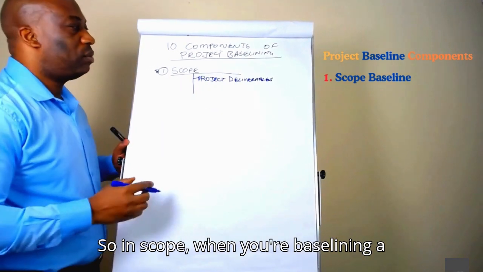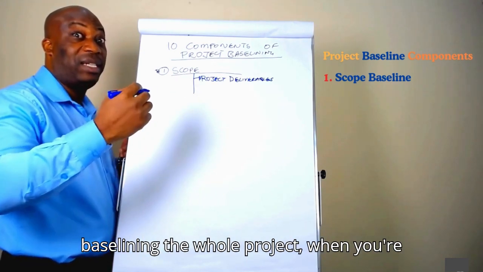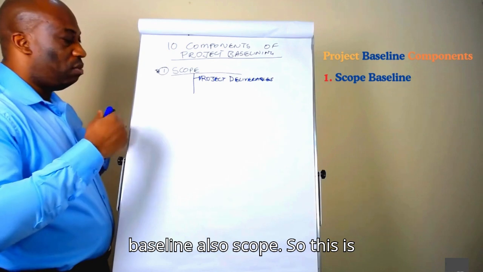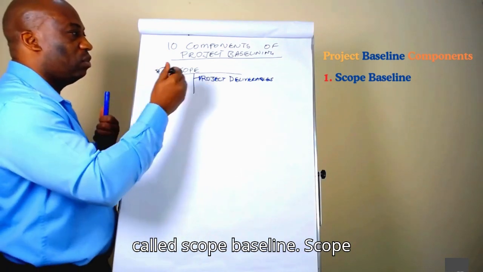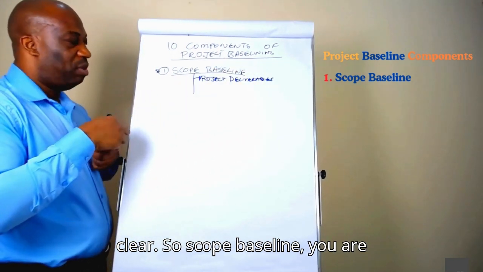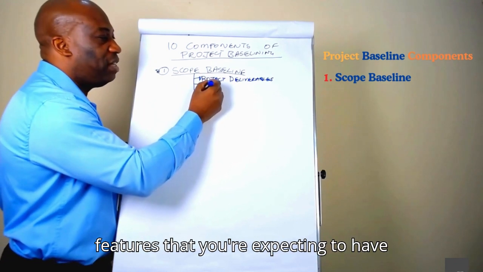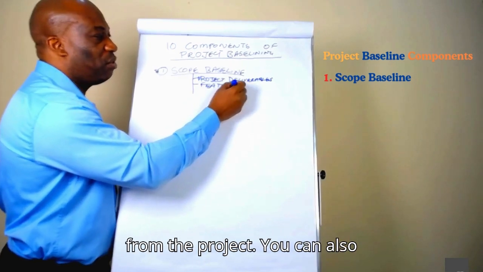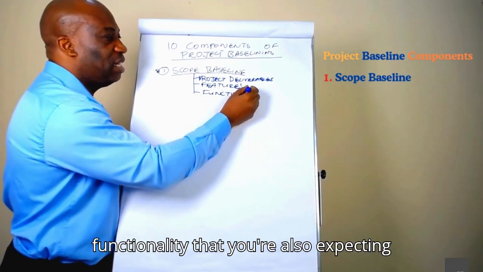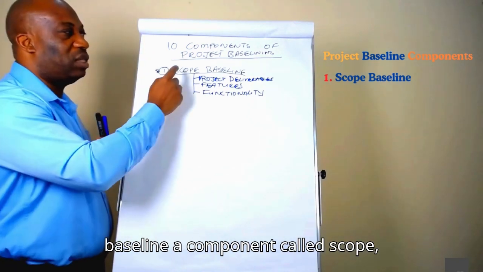Okay. So in scope, when you're baselining a project, I'm not talking about baselining the project plan, I'm talking about baselining the whole project. When you're baselining a project, you need to baseline also scope. So this is called scope baseline. Let us get that clear. So with the scope baseline, you are baselining the project deliverables. You are also baselining any features that you're expecting to have from the project. You can also baseline the functionality that you are also expecting to have from the project. So you baseline a component called scope.